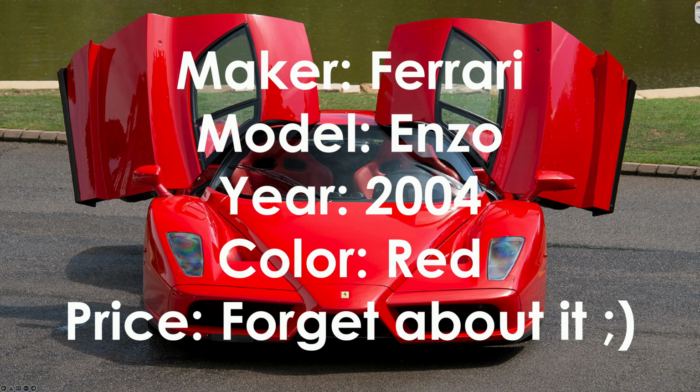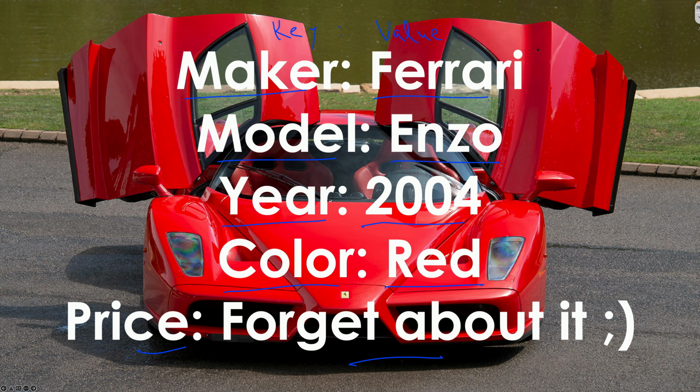I digress. The point is that we have this key value pair idea in JSON. So maker would become a key. Ferrari would become a value. Model would become a key. Enzo will become a value. Year would become a key. 2004 would be a value. Color would become a key. Red will become a value, so on and so forth. You get the idea. And this is what the entire structure is based around when you learn JSON. Once you get this idea in your head, the rest is simple. But this is the big idea, key value pair.